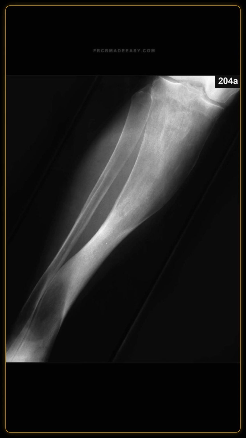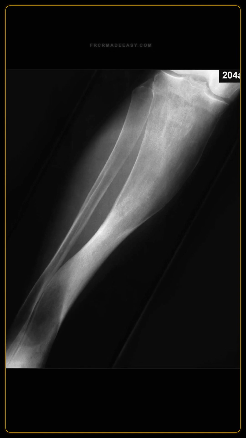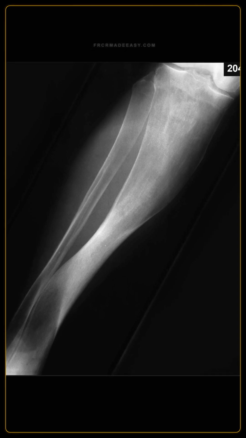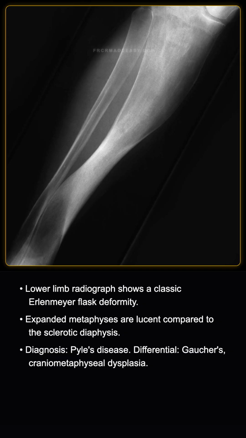A patient presents with genu valgus deformity. I'm showing you an AP radiograph of the lower limbs. Describe the findings. All right, let's take a look. The radiograph demonstrates a bowing deformity of the tibia and fibula.